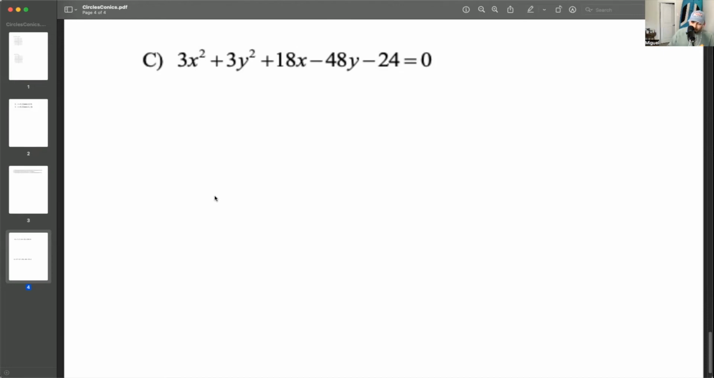Now, same thing here. I'm going to group my x's, and I'm going to group my y's, and I'm going to move the 24 to the other side. So that's 24 there. Now, what's the difference between this problem and the other problem?